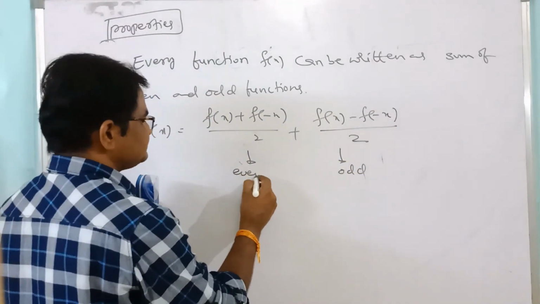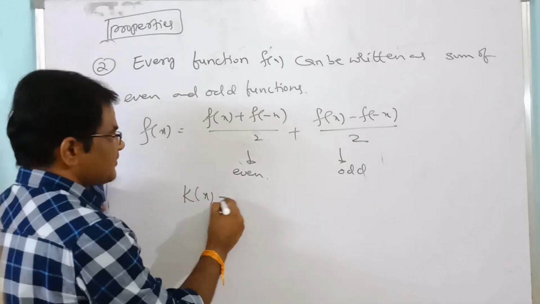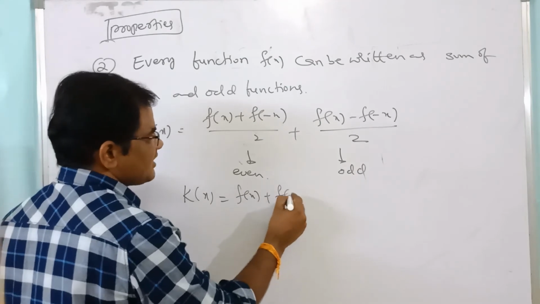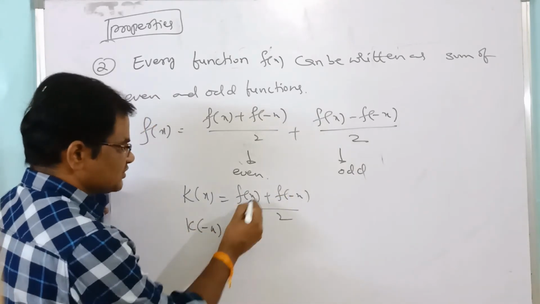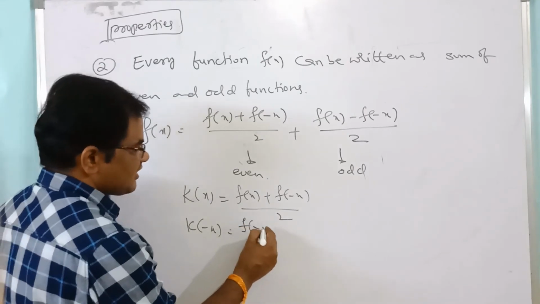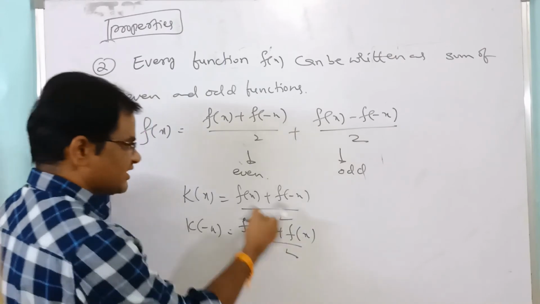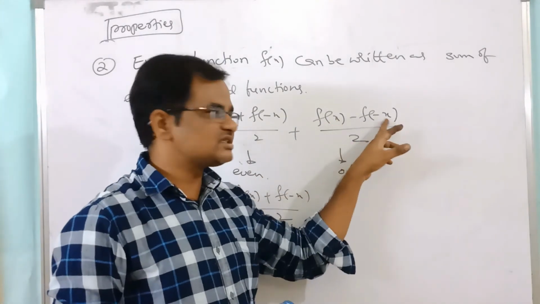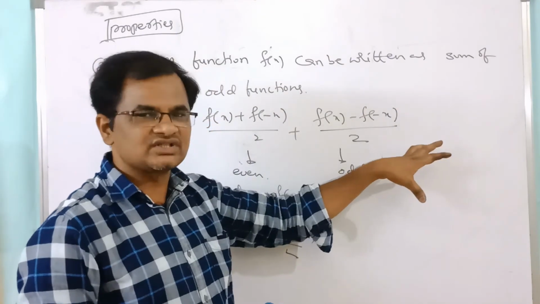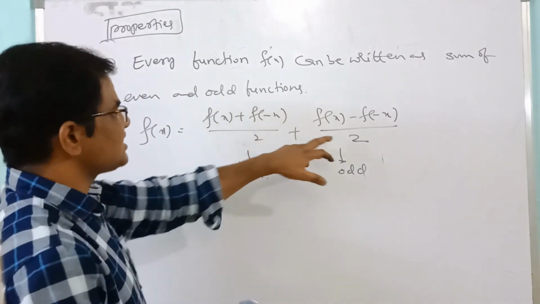Once you observe, this is even function. Suppose if you take it as k of x, f of x plus f of minus x by 2. So k of minus x, substitute, replace x by minus x. F of minus x plus f of x divided by 2. Same function got or not? So this is even function. And if you replace x by minus x, if you take this as r of x, one more function, so odd function you will get. Means this is even function and this is odd function.